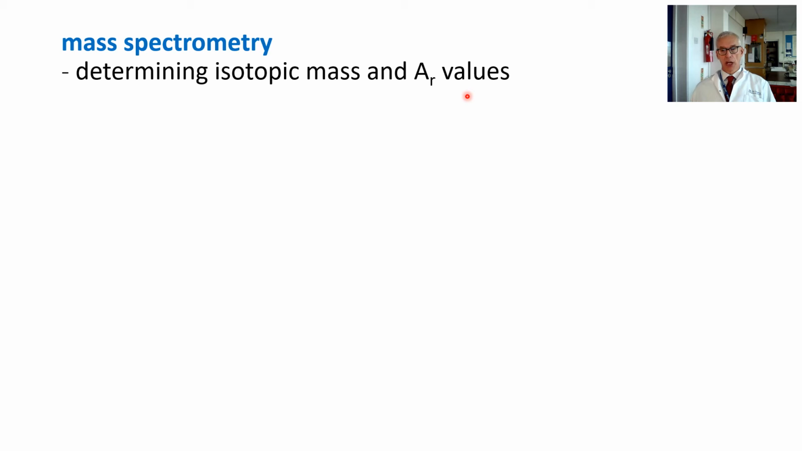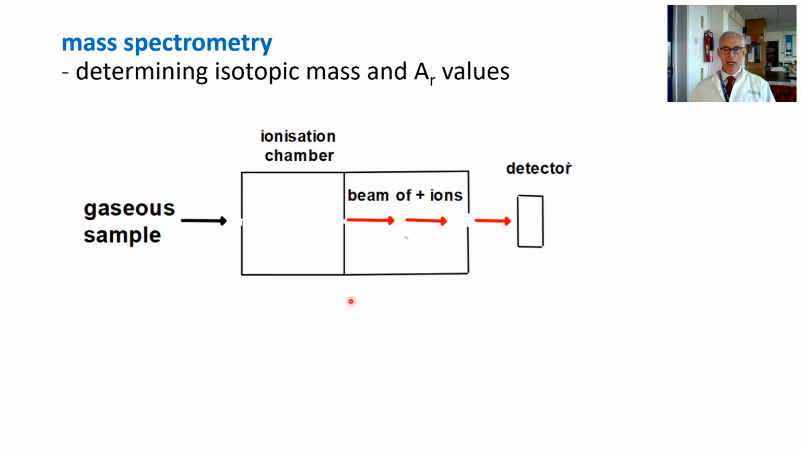But let's start with just the barest outline of the way a mass spectrometer works. And this is not part of any potential examination, but a gaseous sample of an element and its atoms is entered into an ionization chamber. So the atoms are turned into ions, and those ions are always assumed to be 1+ only.